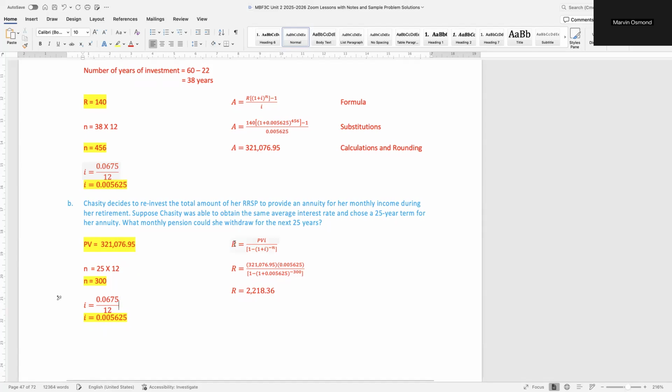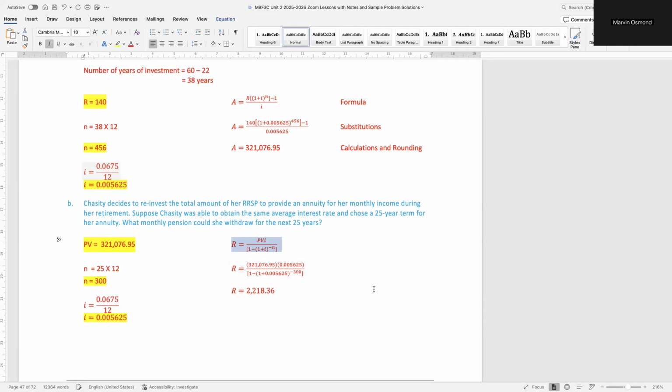So now the monthly payments is going to be R equals PV times I over 1 minus 1 plus I to the power negative n. Do the substitutions again, just like we did up here: formula, substitutions, calculations. So the present value is 321,076.95 times 0.005625, over 1 minus 1 plus 0.005625 to the power of negative 300.